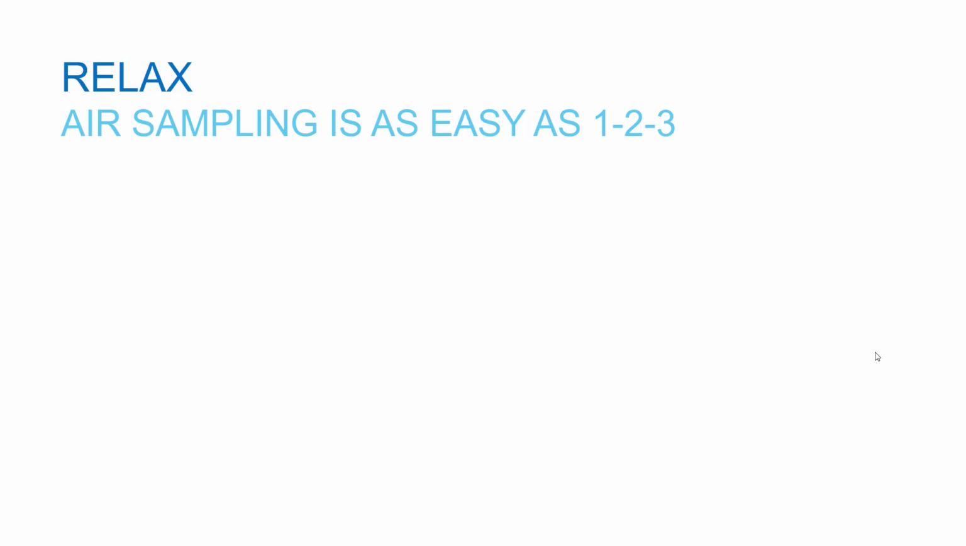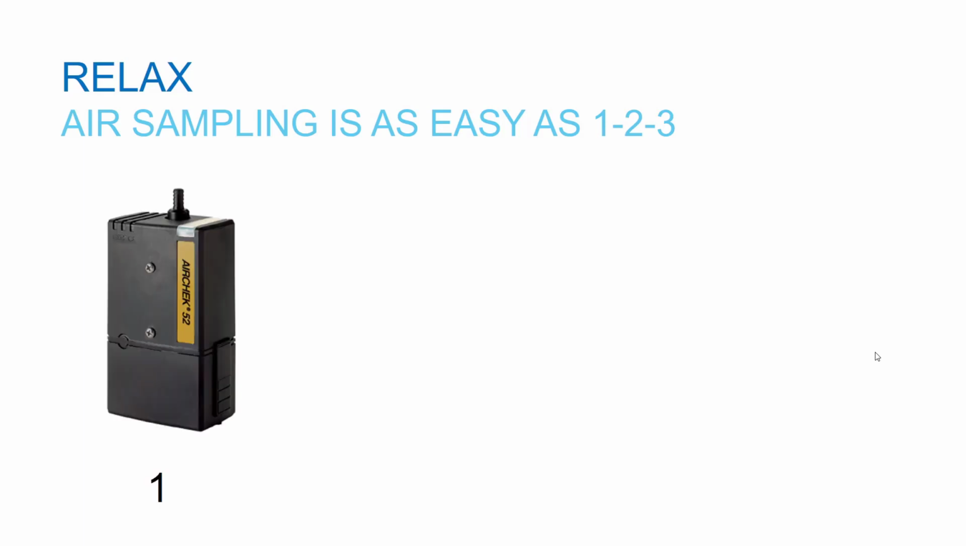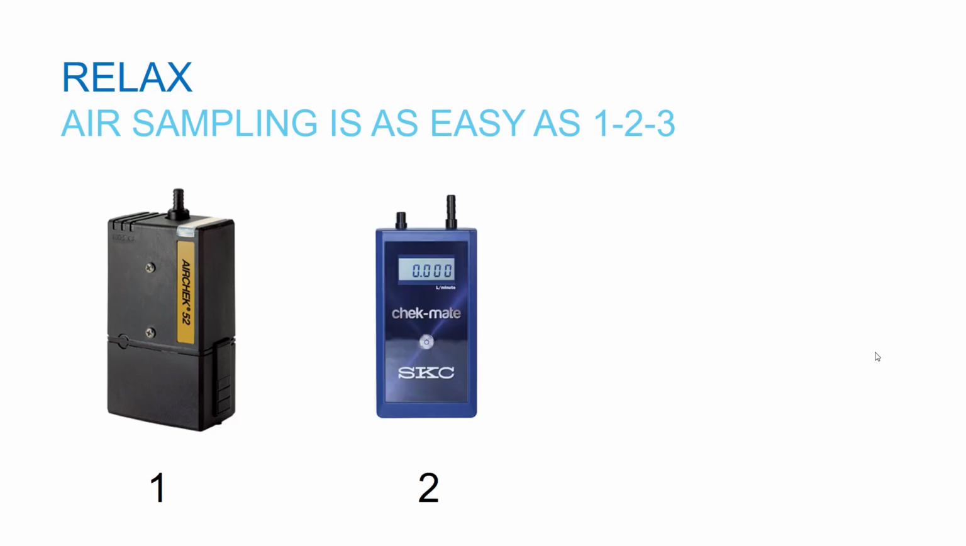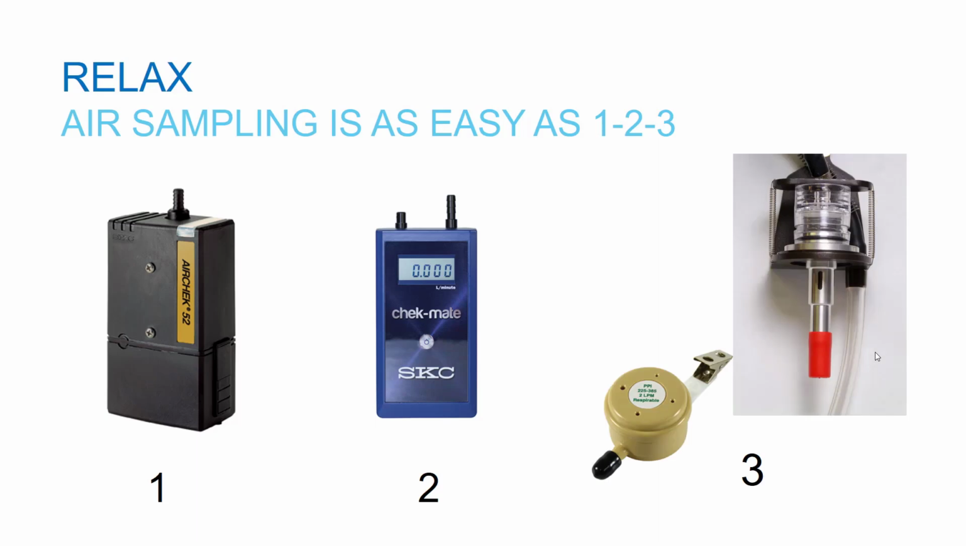But if air sampling is brand new to you, it may seem overwhelming, but just relax. Air sampling is as easy as 1, 2, 3. 1 is the sampling pump. 2 is the pump flowmeter. And 3 is the collection device for silica dust.